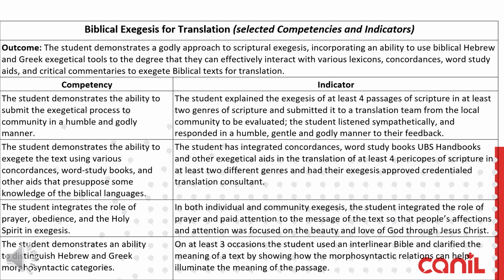So in this case, for this competency, they have to explain the exegesis of 4 passages of Scripture in different genres of scripture, and submit it to a translation team from the local community to be evaluated. This could be UNS checking or a series of pastoral exegetical groups. The student listened sympathetically and responded in a humble, gentle, and godly manner to their feedback. So we have a competency and an indicator.